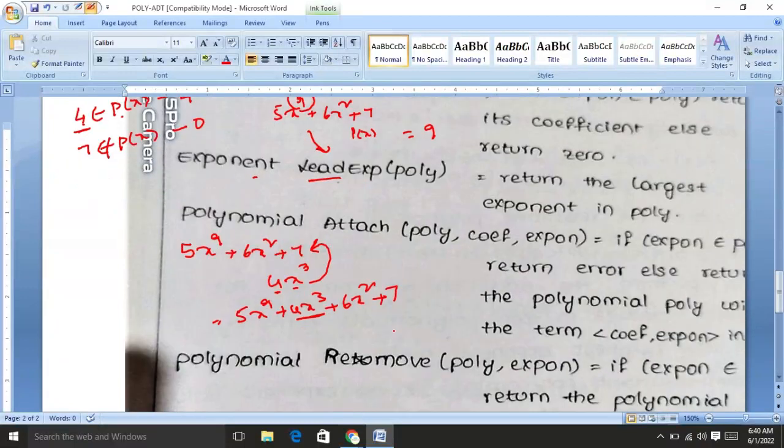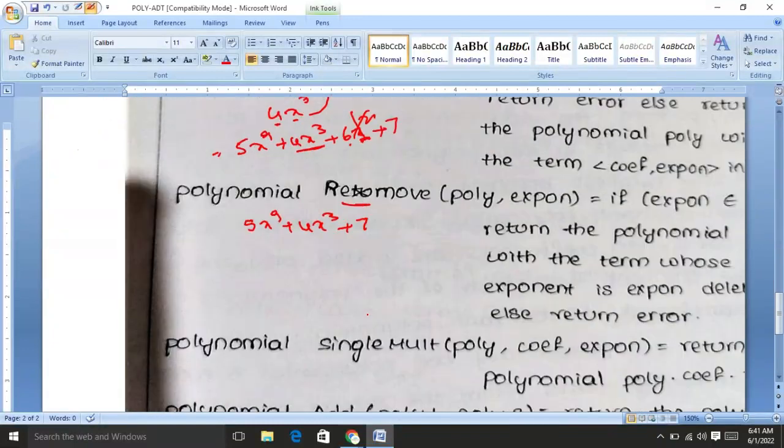Right? Remove. In the same way, I would like to remove any term. Suppose from this polynomial I would like to remove 6x square. I will give the coefficient value 6 and exponent value 2, that is, the x square term I would like to remove. Now I will give the exponent value. This remove function removes it from this polynomial. Now the final polynomial is 5x to the power of 9 plus 4x cube plus 7, because the remove function will remove the term.